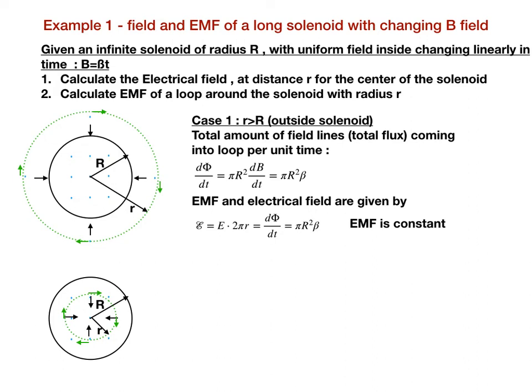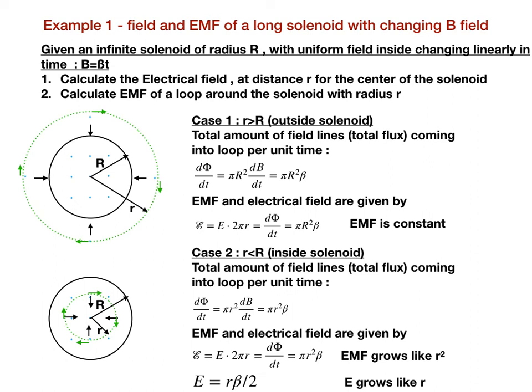and of course it has to be equal to the rate of change of flux. When we have the second case, when we're inside the solenoid, the change of flux per unit time going into the green loop is given by pi times r squared times the change of the magnetic field. The electromotive force, again, is the electrical field times the circumference and is given by the rate of change of the flux inside the loop.